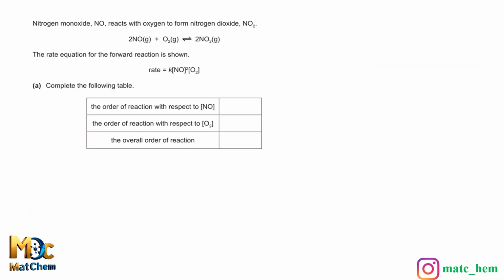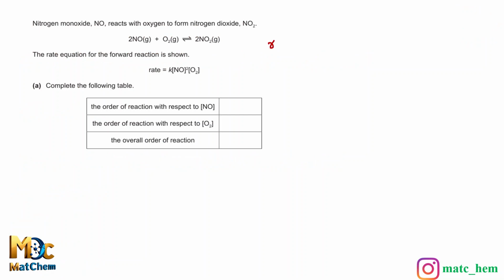So the question is, nitrogen monoxide, that is NO, reacts with oxygen to form nitrogen dioxide, that is NO2. 2NO plus O2 giving 2NO2. The rate equation for the forward reaction is shown. Rate is equal to K into concentration of NO raised to the power of 2 into concentration of oxygen raised to the power of 1.